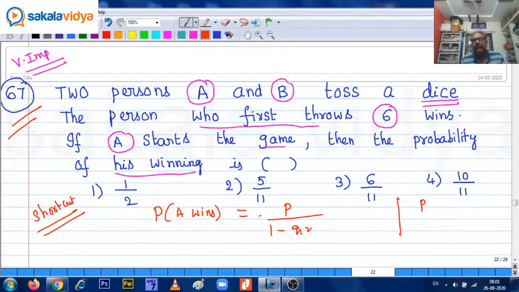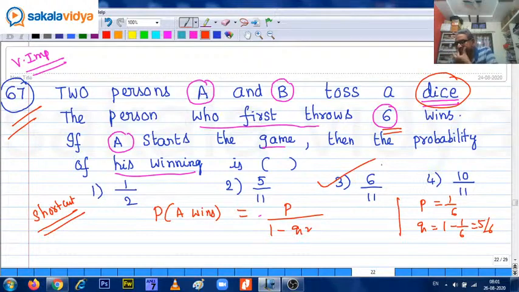These kind of problems, you remember this shortcut. So directly I will write P is equal to probability of getting 6 when a dice is rolled, 1 upon 6. Q will be probability of not getting 6, 1 minus 1 by 6, 5 by 6. So P value, Q value substitute, you get 6 by 11.